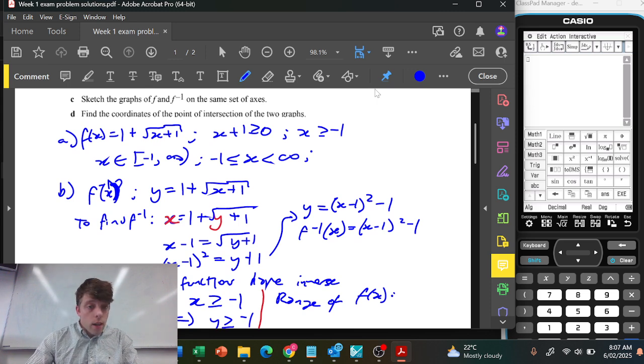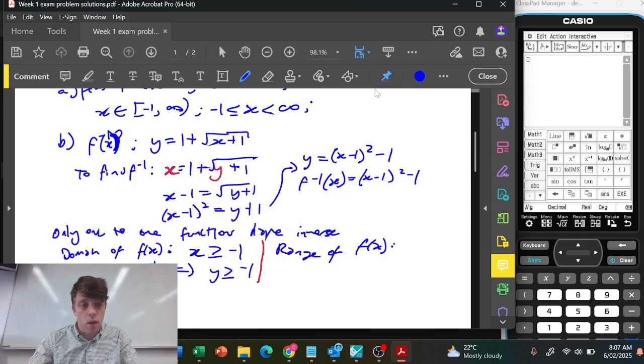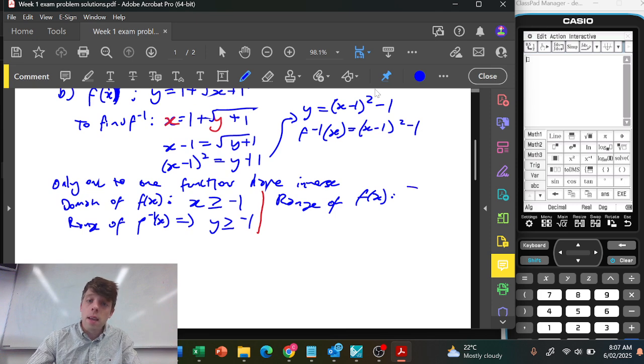The range of f of x, well, let's have a think about this. The y value here is going to be equal to 1 plus something, and this thing over here can be no smaller than 0. It's not possible to have a square root of a number that's going to come out as a negative, and the thing underneath here can be no less than 0, so it's not possible for this to be any less than 1 plus 0, which is just 1. So we can see here that the lower bound of y must be greater than or equal to 1.